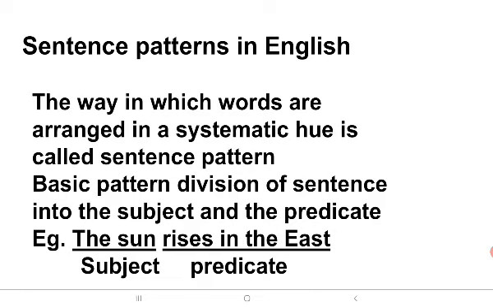As the example quoted here, the sun rises in the east. We will divide the sentence into two parts, that is subject and predicate. On what basis do we do this division? That is, the sun is the subject, and rises in the east, from where the verb follows, is known as the other part of the sentence, that is predicate.